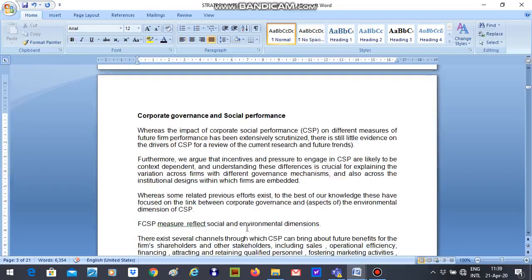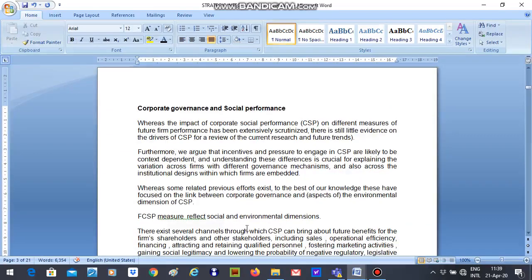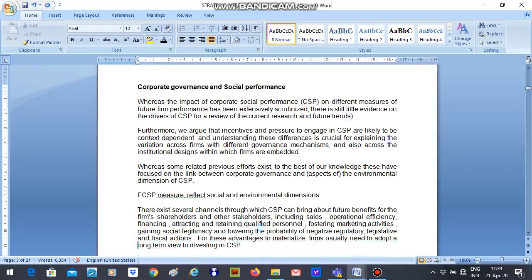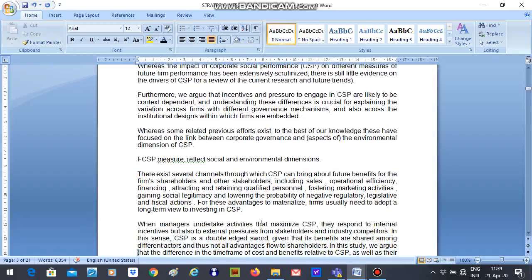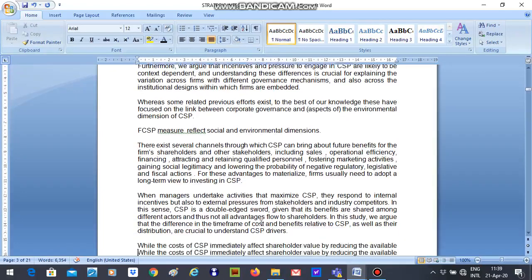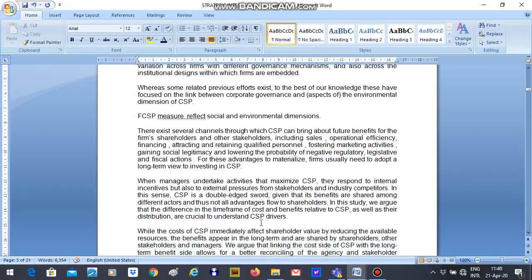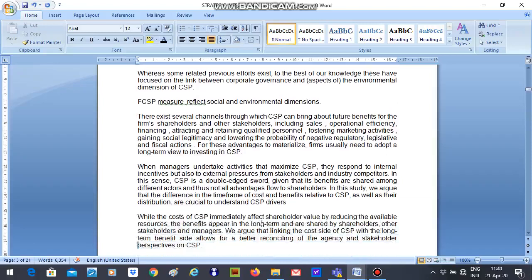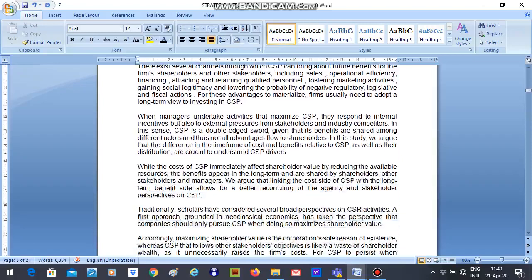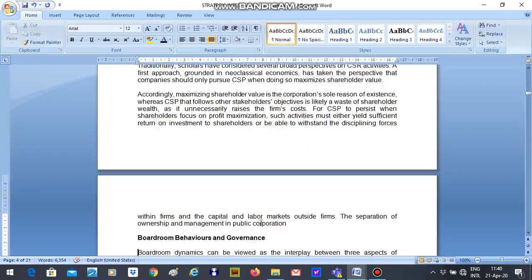We can now look at corporate governance and social performance, which is looking at corporate social performance. So corporate social performance is very important. The social performance will help the environment and will help the community. When you sell in a community or when you operate in a community, it is important to give back to the community. So your social performance is very important, and you need to look into that.